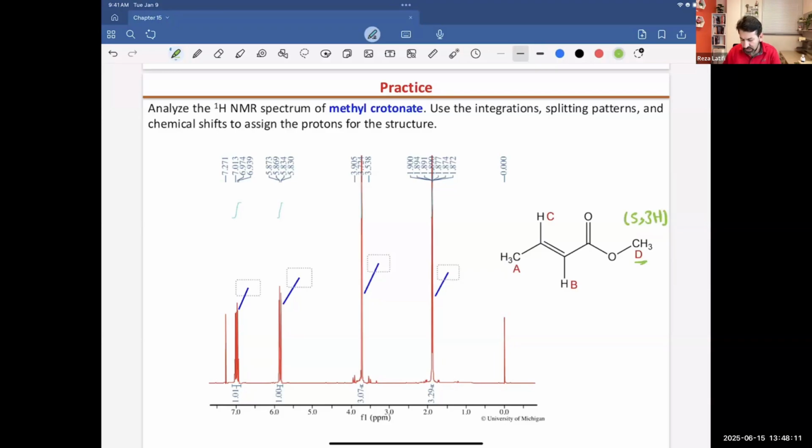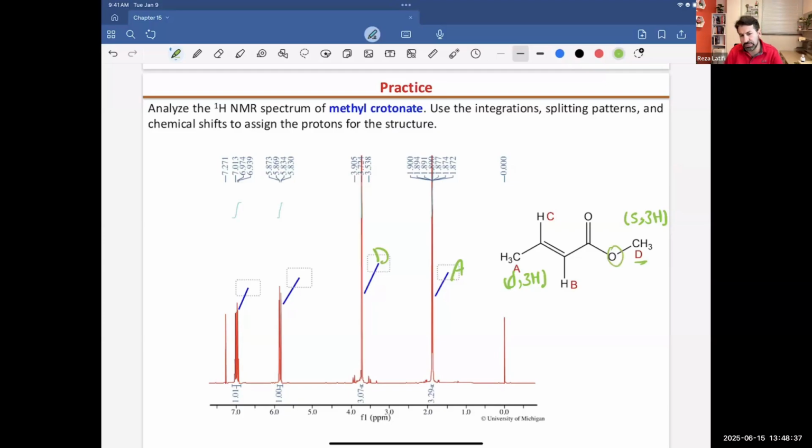While A will be 3 hydrogen, but because it's neighbor to C, it will turn to doublet. So it's a doublet, but the area will be equal to 3 hydrogen, and it will show up in lower ppm or chemical shift than D. So this is going to be A, and that's D. Again, D because it's attached to this oxygen.